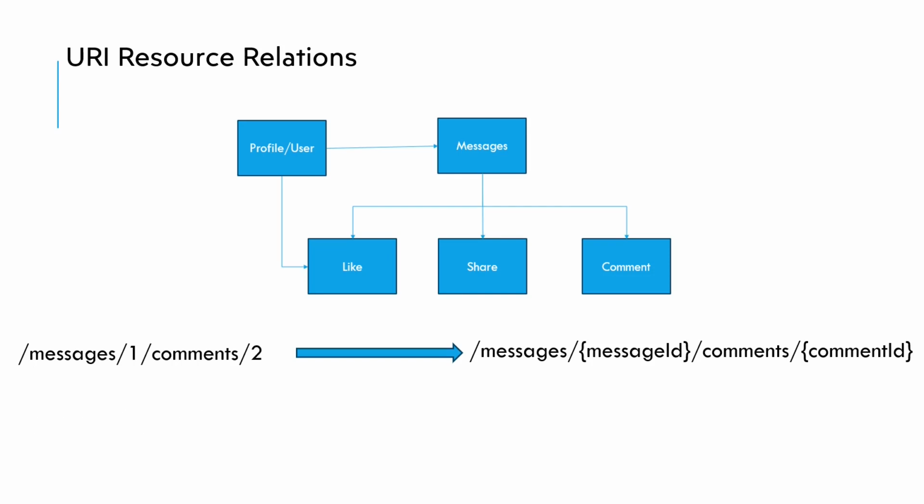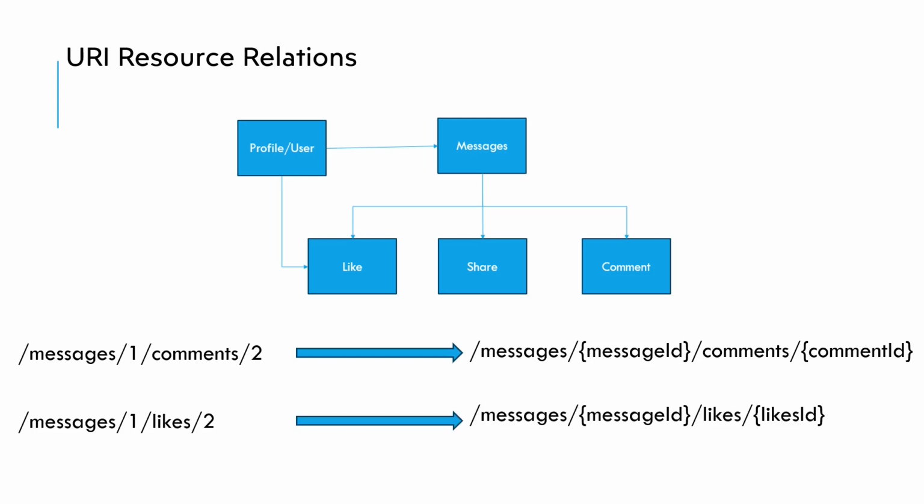So now, for example, you want to see, okay, message ID one has got how many likes, or what is the like ID two? So you can define it like this. So this is the way by which we can define the relationships between the URI resources.